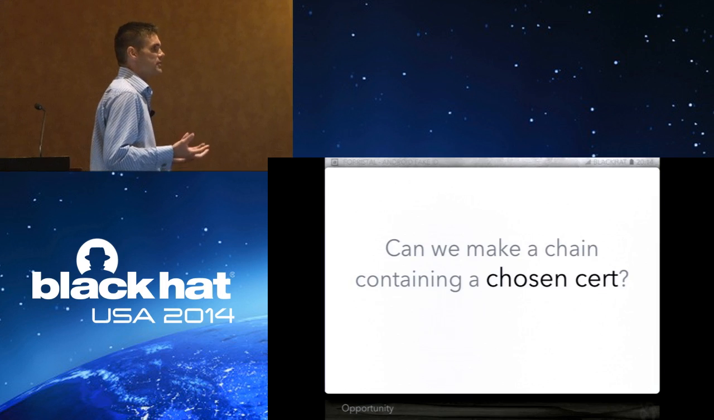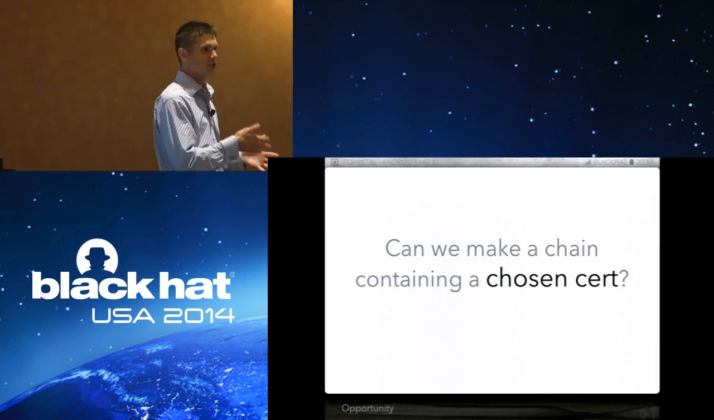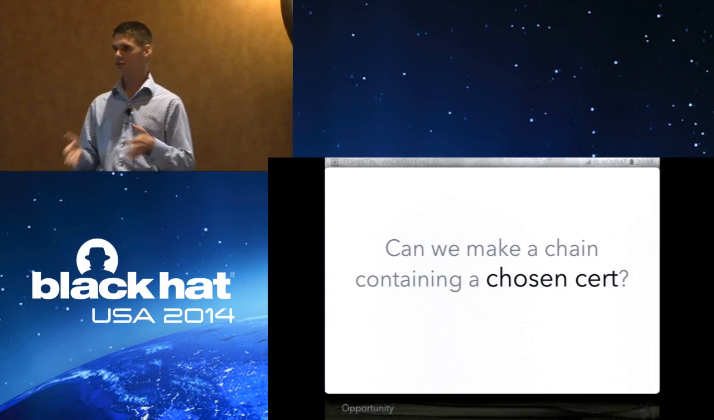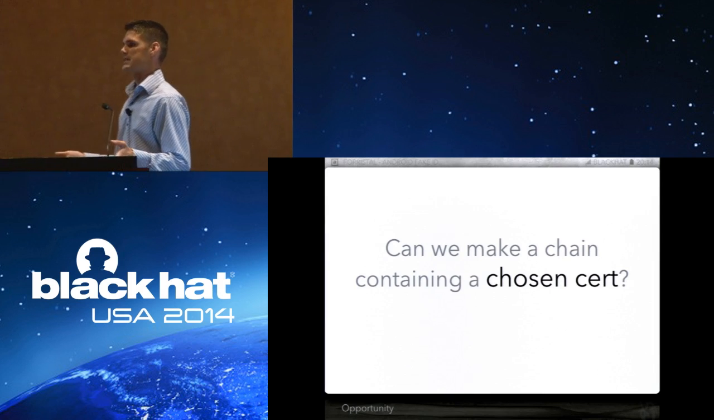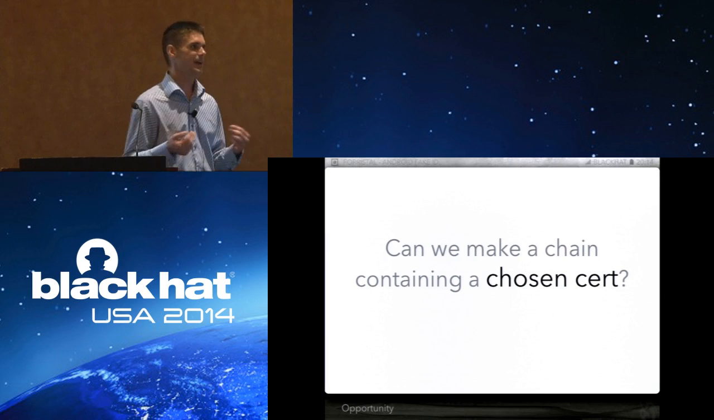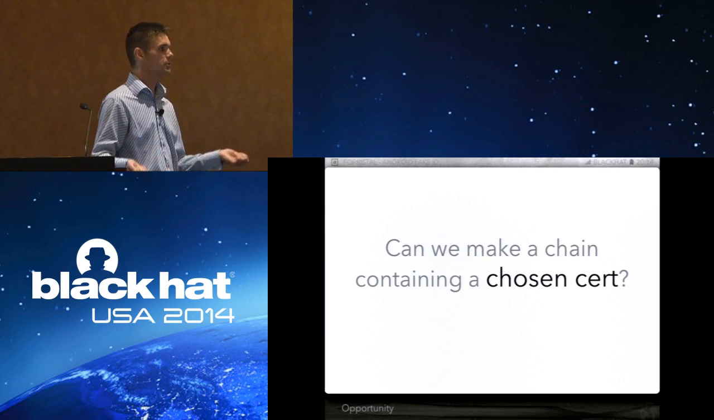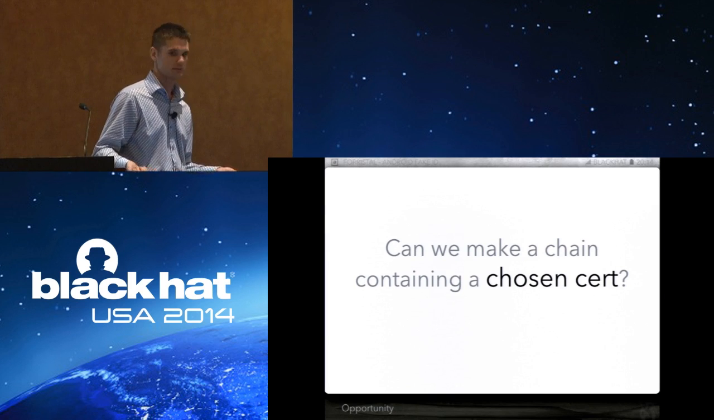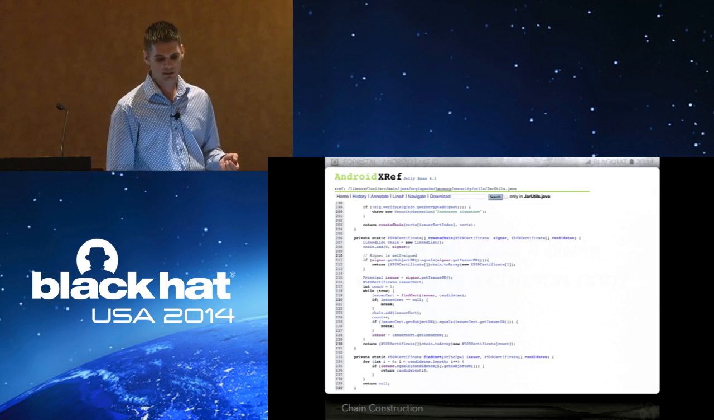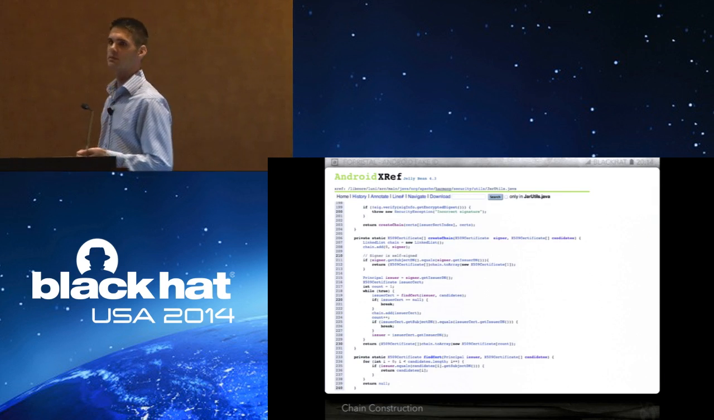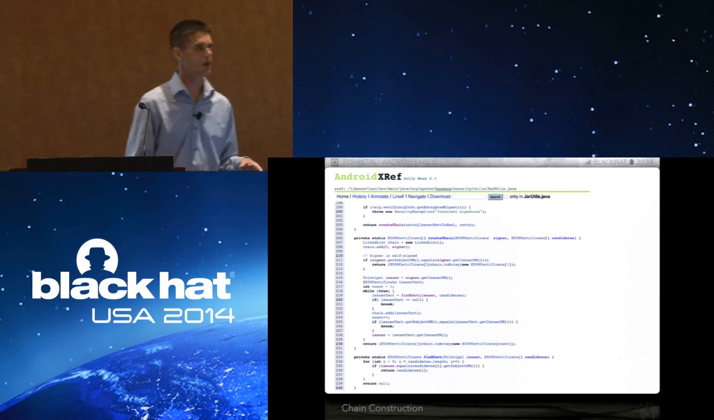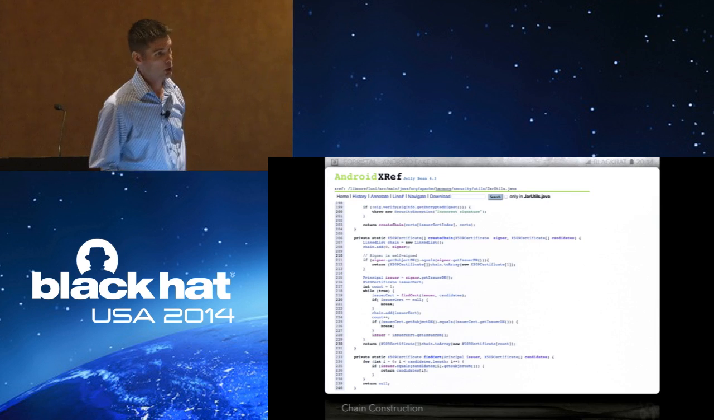So we've got this: if one cert in the chain can be the one that these trusted certs are looking for, what do we need to do here? Well, from an attacker's perspective, can I make a certificate chain that includes an arbitrarily chosen cert? That's the goal. And so to really answer that question, I've got to go look at the code that's responsible for creating these chains. This is it. This is all of the code responsible for that chain.